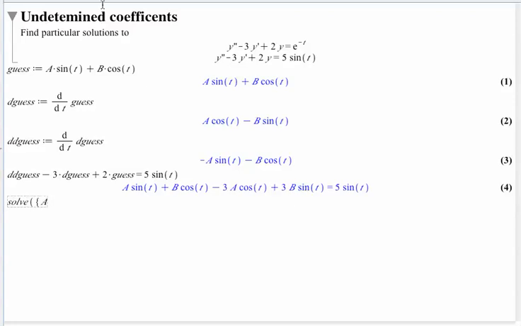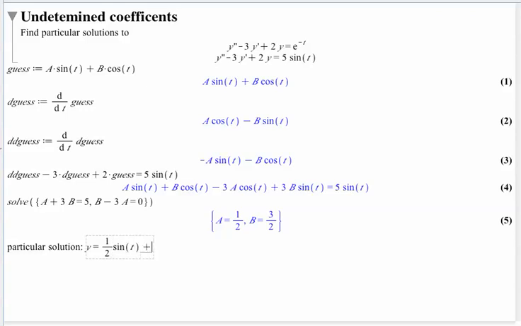You can see that the coefficients of sine are A plus 3B. That needs to be equal to 5. And the coefficients of cosine are B minus 3A, and there are no cosines on the right-hand side, so that better be equal to 0. Fantastic. Now we have our particular solution. So what we just found is that y equals 1/2 sine of t plus 3/2 cosine of t.